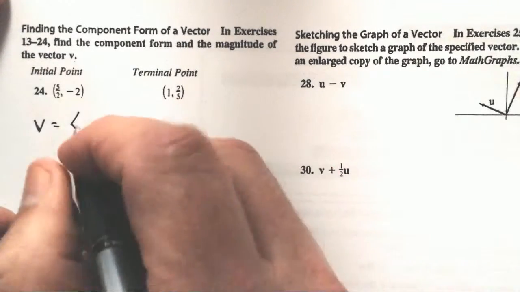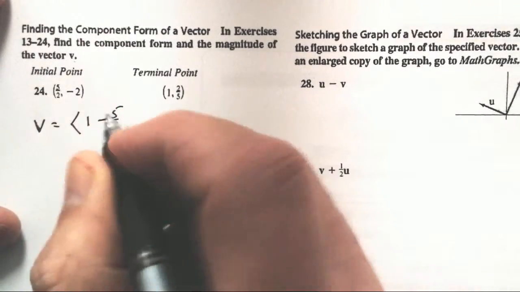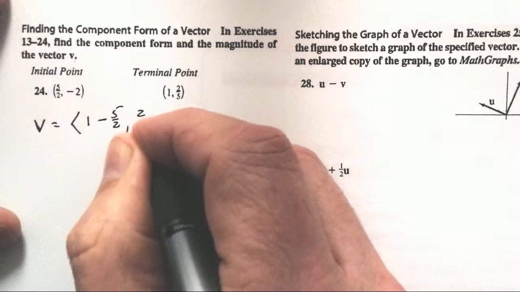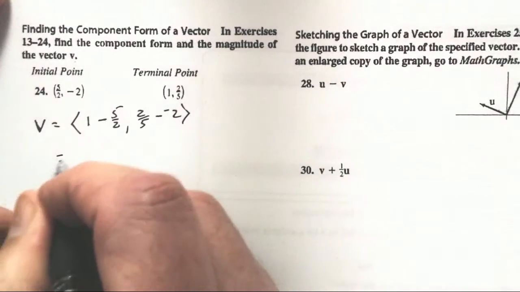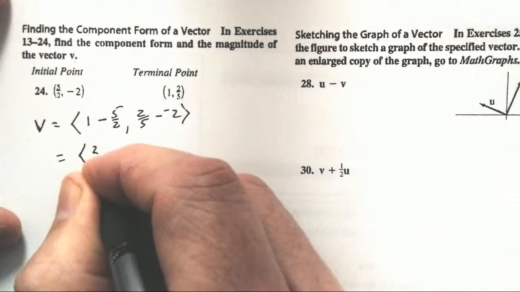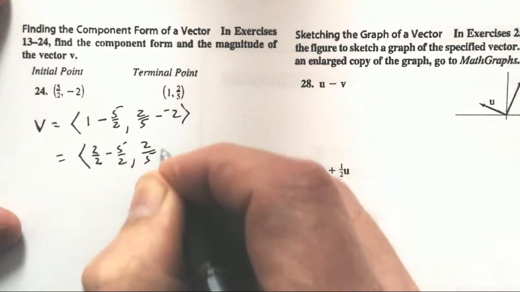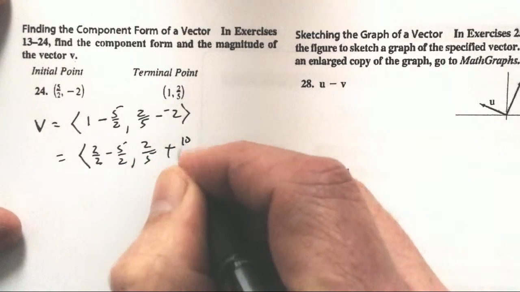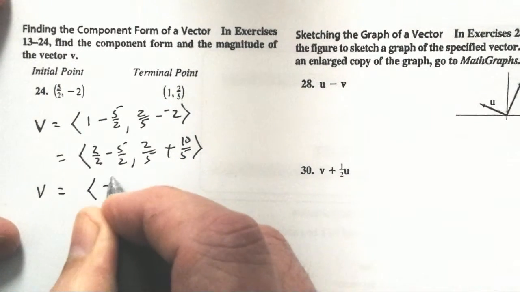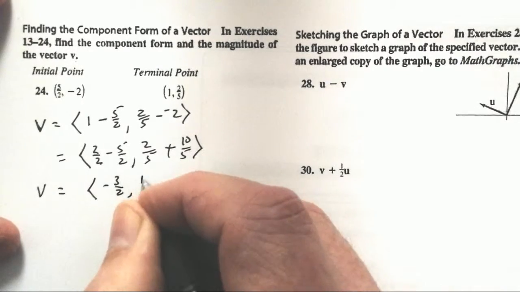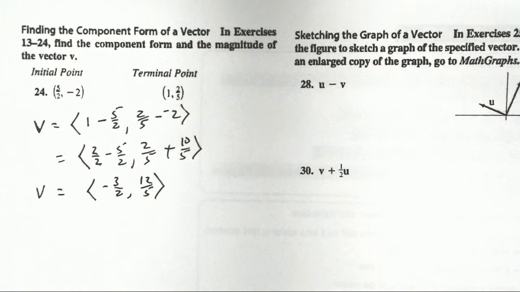And vector v's x ended at 1, minus it started at 5/2. The y ended at 2/5, minus it started at -2. I'm going to clean that up a little bit. I could write this as 2 halves minus 5 halves and 2/5 plus 2, or 10/5. So vector v in component form is -3 halves, 12/5. Nothing to it.